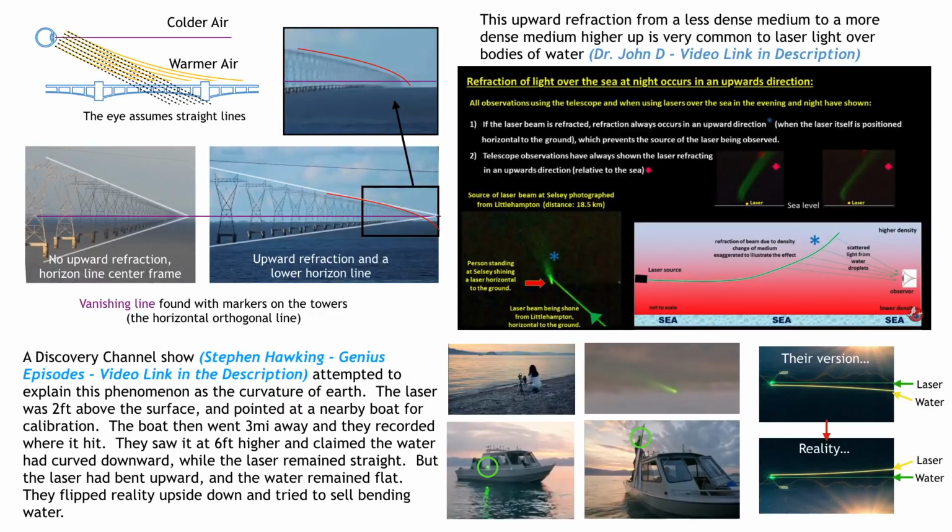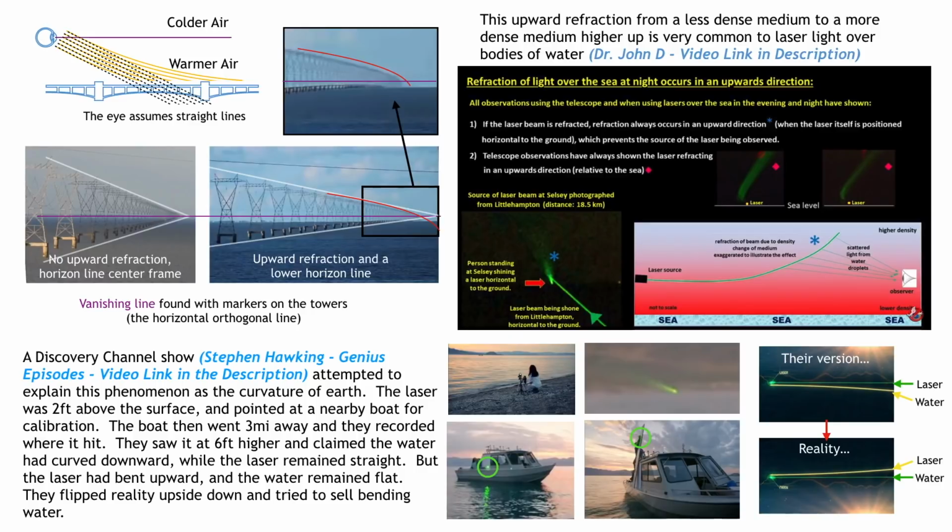So this upward refraction from less dense medium to a more dense medium higher up is very common to laser light, like we've talked about, over bodies of water. So again, we can look at the power lines across Lake Pontchartrain as well, which are also commonly cited as evidence of curvature. But again, it's just upward refraction.